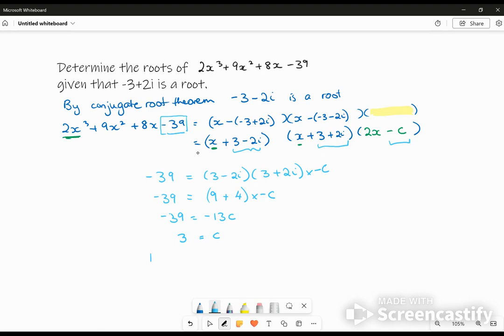So our last factor must be 2x minus 3. Sorry, that's 2x, I'll do it again: 2x minus 3. So therefore, our root for that would be 2x minus 3 equals 0. So 2x must equal 3, and x must be 3 over 2, which is our last root, or our last solution. Done.